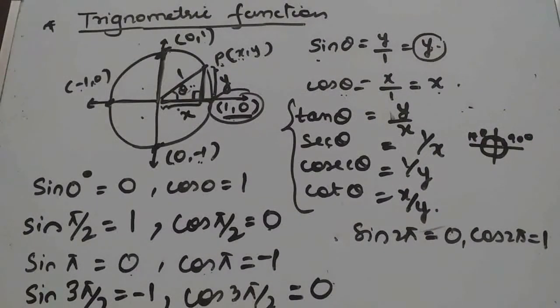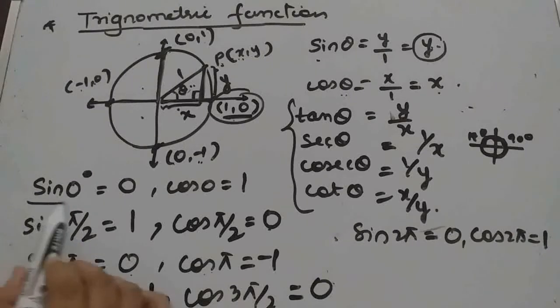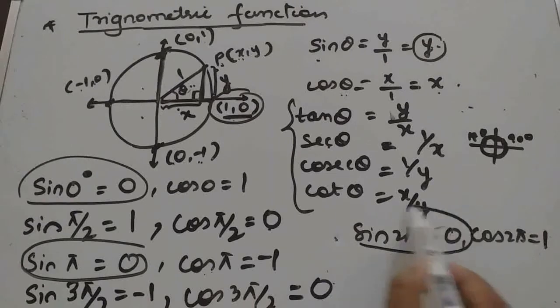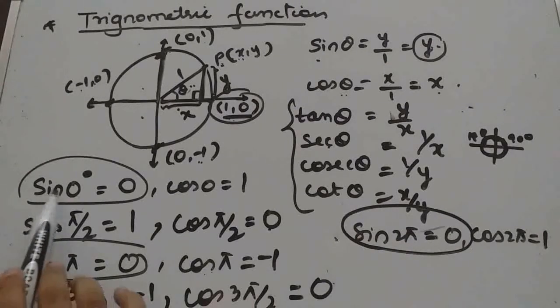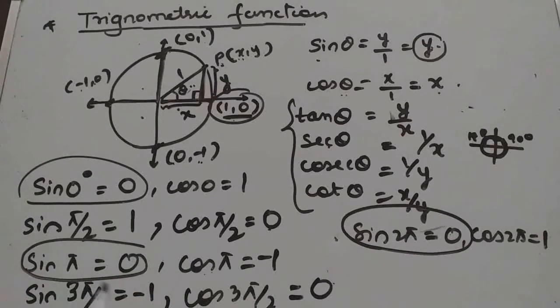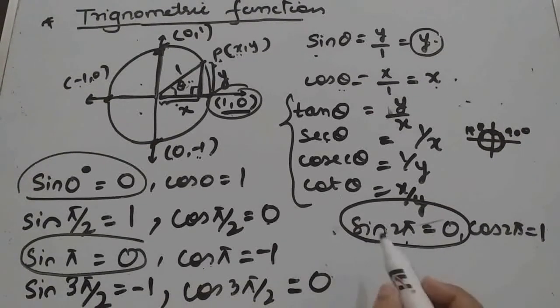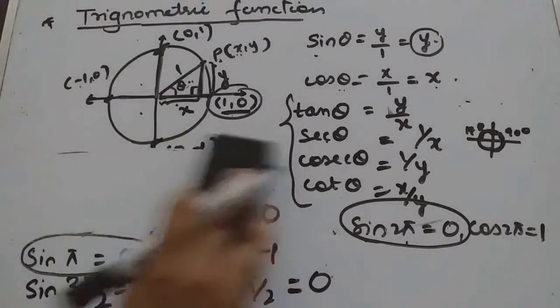Now, from these values you can observe one thing and derive one thing here. For what values of the angle are we getting sine value 0? Check here. Sine 0 is 0, sine pi is 0, sine 2 pi is 0. So sine 3 pi also will come 0, sine 4 pi also will come 0. So we can derive a generalized formula for this.